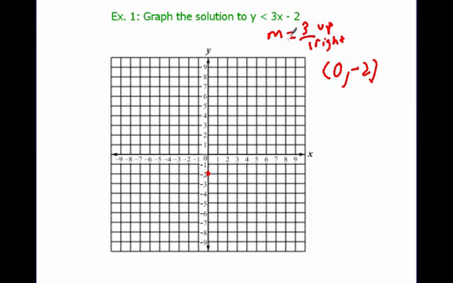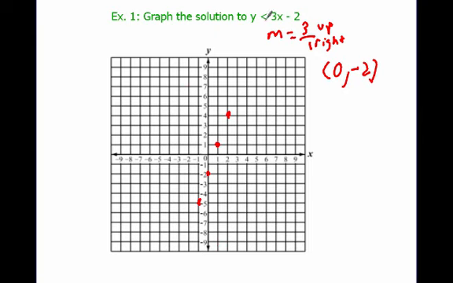And now I can use my slope to come up with other points. So I can go right 1 and up 3. So right 1, up 1, 2, 3. All right, I could keep doing that. Right 1, up 1, 2, 3. I could also go the other way. I can say left 1 and down 1, 2, 3. So those points are all on my line.